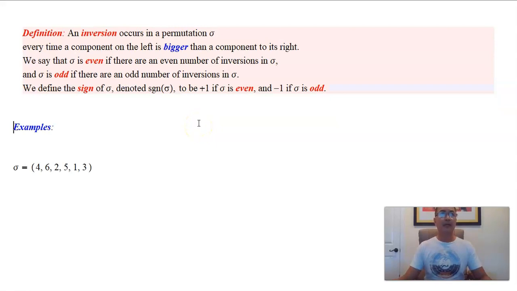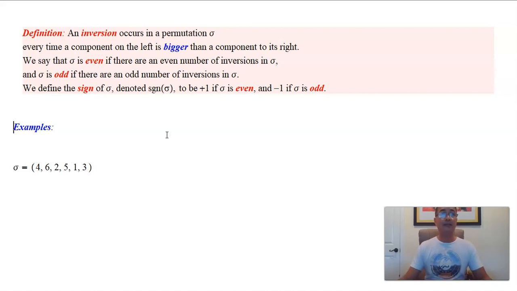So next, let us formalize the concept of an inversion in a permutation. An inversion occurs in a permutation sigma every time a component on the left is bigger than a component to its right. We will say that sigma is even if there are an even number of inversions in sigma, and sigma is odd if there are an odd number of inversions in sigma.